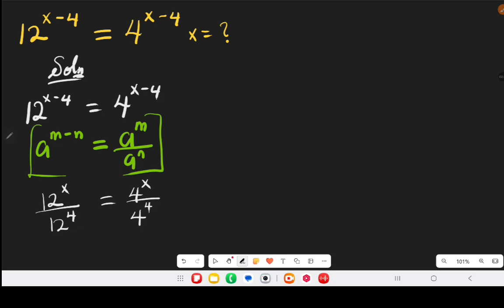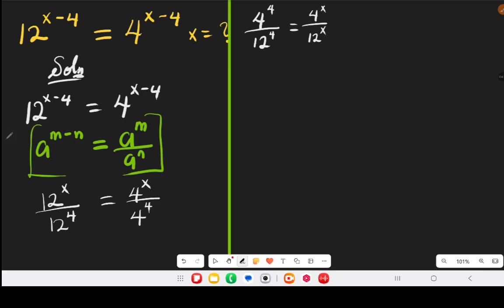Then we move further. We have to put numbers to one side and the power of x to one side. 4 raised to the power of 4 will become the numerator of the left hand side, while 12 raised to the power of x will become the denominator of the right hand side. It's still the same when we cross multiply. So we continue. We have 4 raised to the power of 4 all over 12 raised to the power of 4 equal to 4 raised to the power of x all over 12 raised to the power of x.